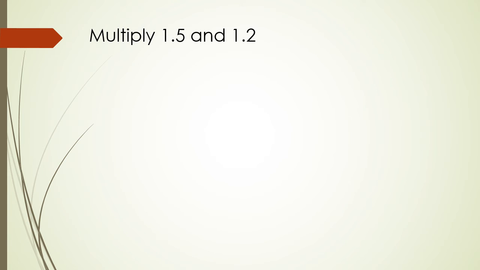Now let us multiply 1.5 and 1.2. Write the question 1.5 into 1.2. Just consider them as whole numbers and multiply. 15 into 12 gives 180. Now we want to keep the decimal point. Where will you place it?